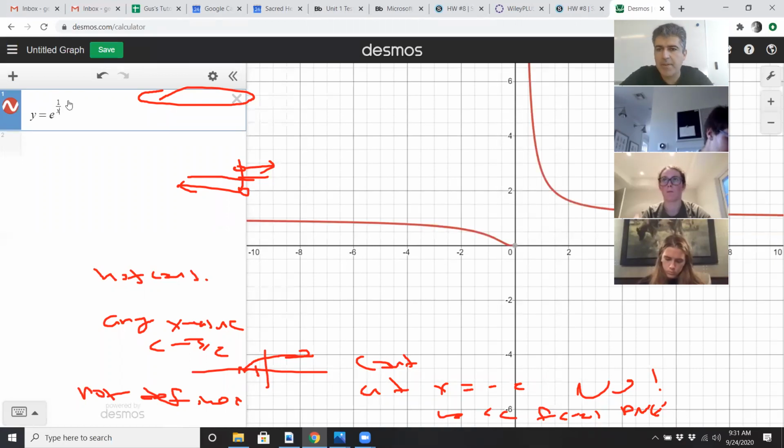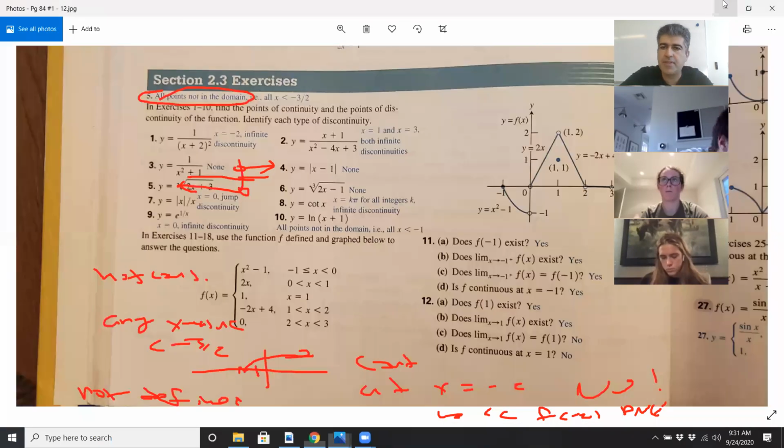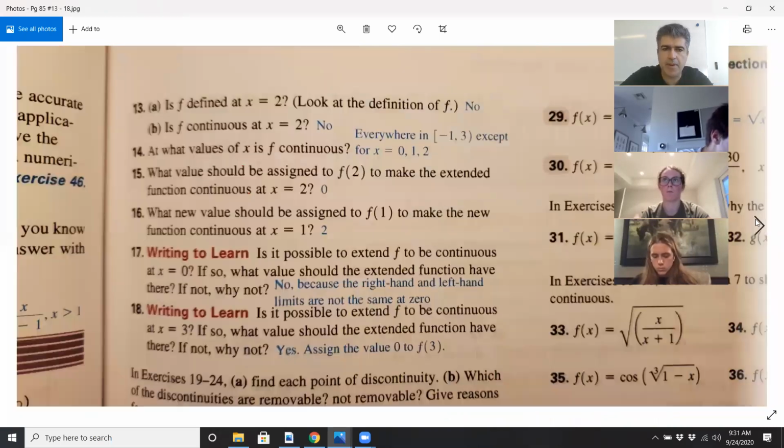Okay, whatever. But definitely, we have a vertical asymptote there. I'll leave those ones open just in case. All right, someone asked about 14. So let me go over there.